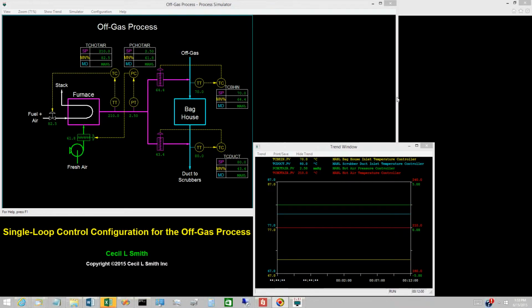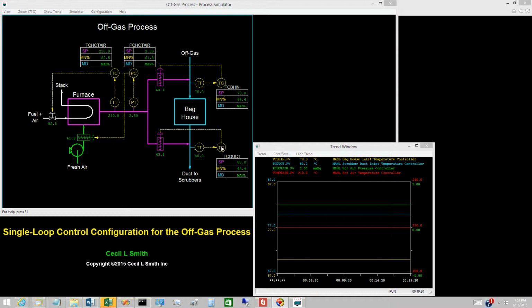This video presents the single loop control configuration for the off-gas process. The configuration consists of 4 loops that must be tuned one at a time. A sequence will be proposed for tuning the loops, but the actual tuning will be the subject of subsequent videos.